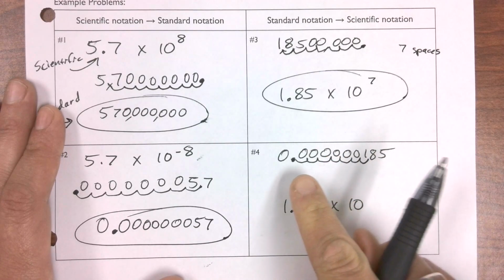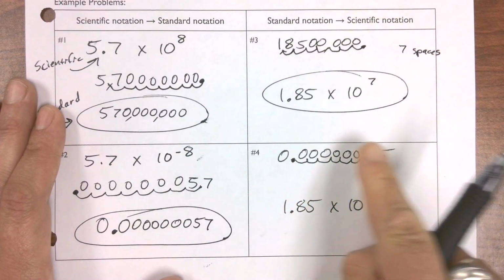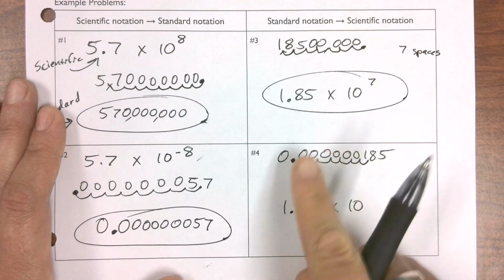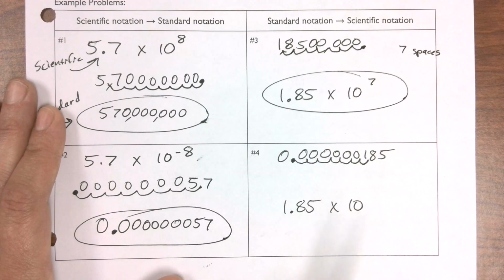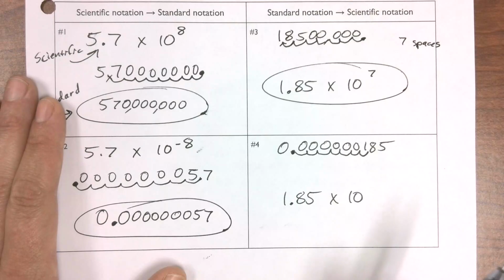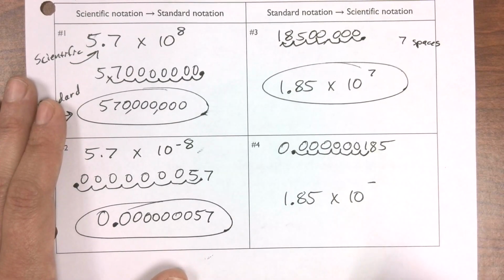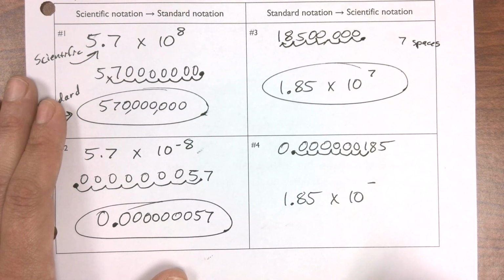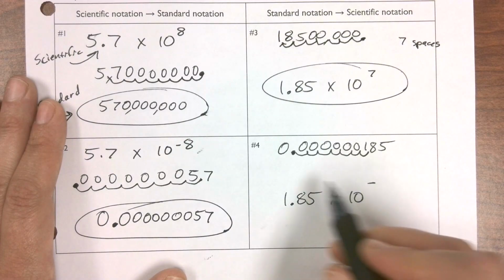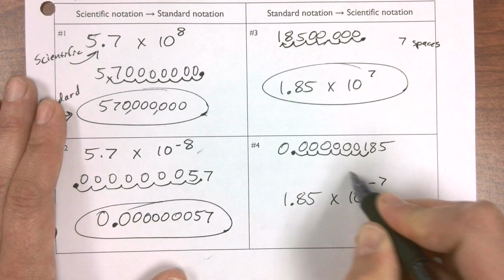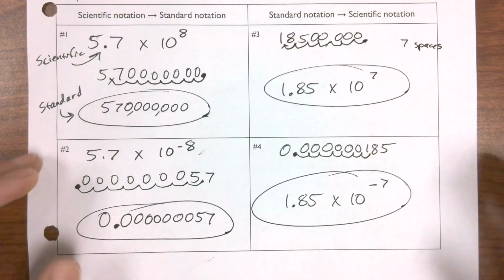This time, remember, this is a really tiny number, 0.000, all these zeros. So we want our scientific notation to represent a really tiny number, which means we want a negative exponent this time. So 1.85 times 10 to the negative, we moved 7 spaces, so 10 to the negative 7. And that's our final answer.